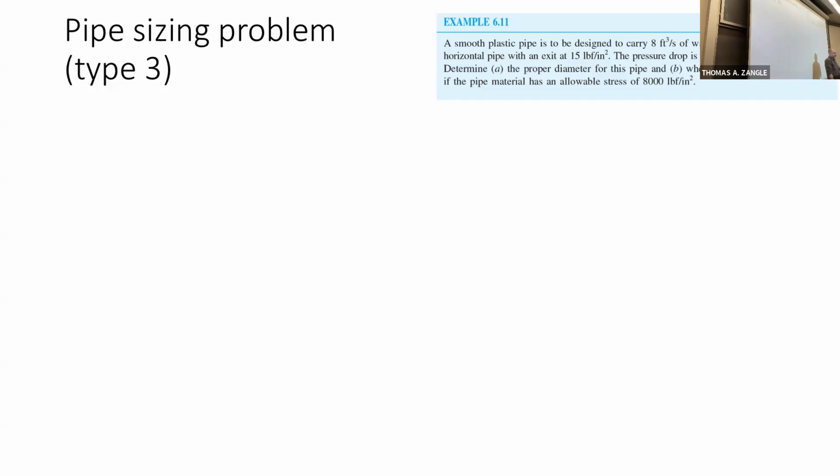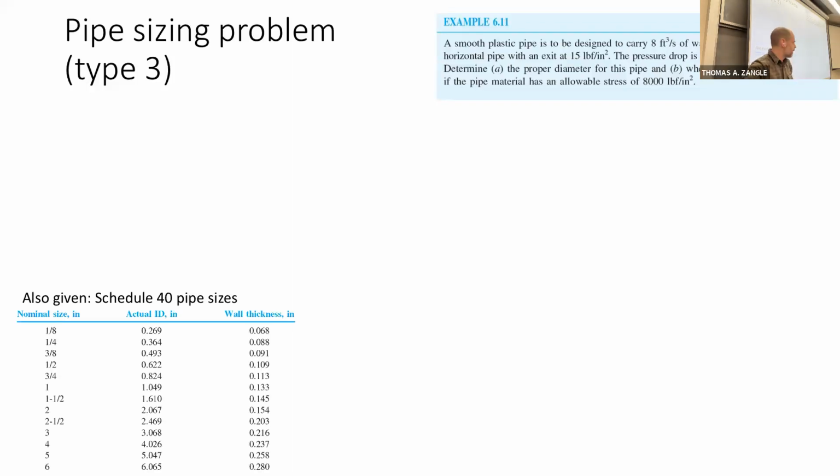I just wanted to make sure we hit again what makes a pipe sizing problem a little bit different from the other types of problems that we might encounter in a pipe flow problem. So the first is, as a type 3 problem, we saw that this is a type of problem that may require iteration, right? Because the friction factor depends on the diameter, and the diameter depends upon the friction factor.